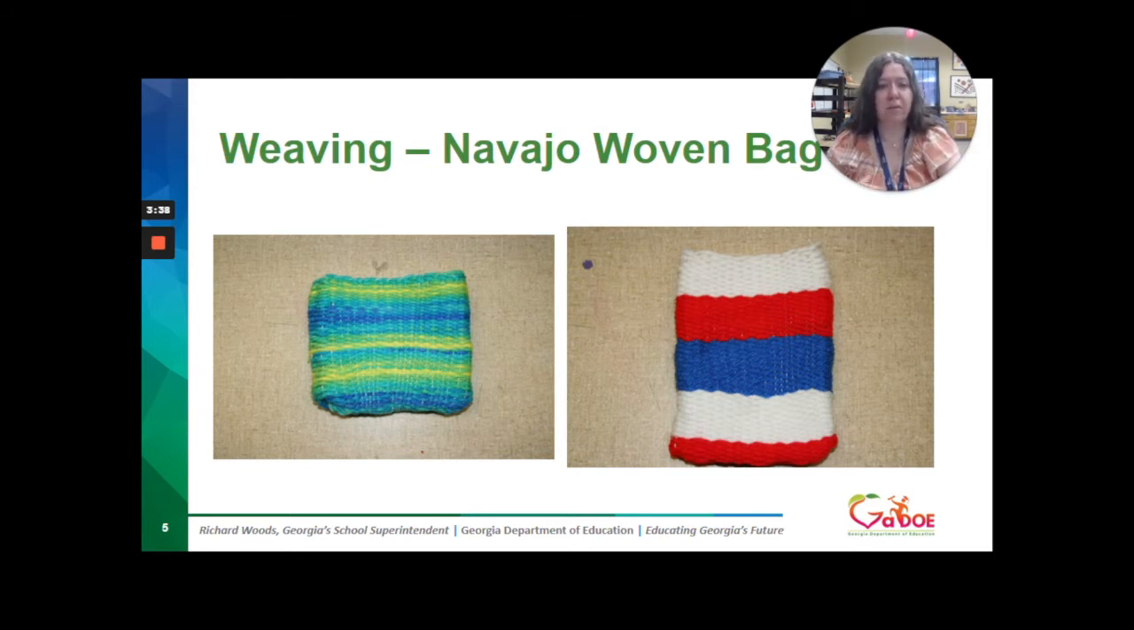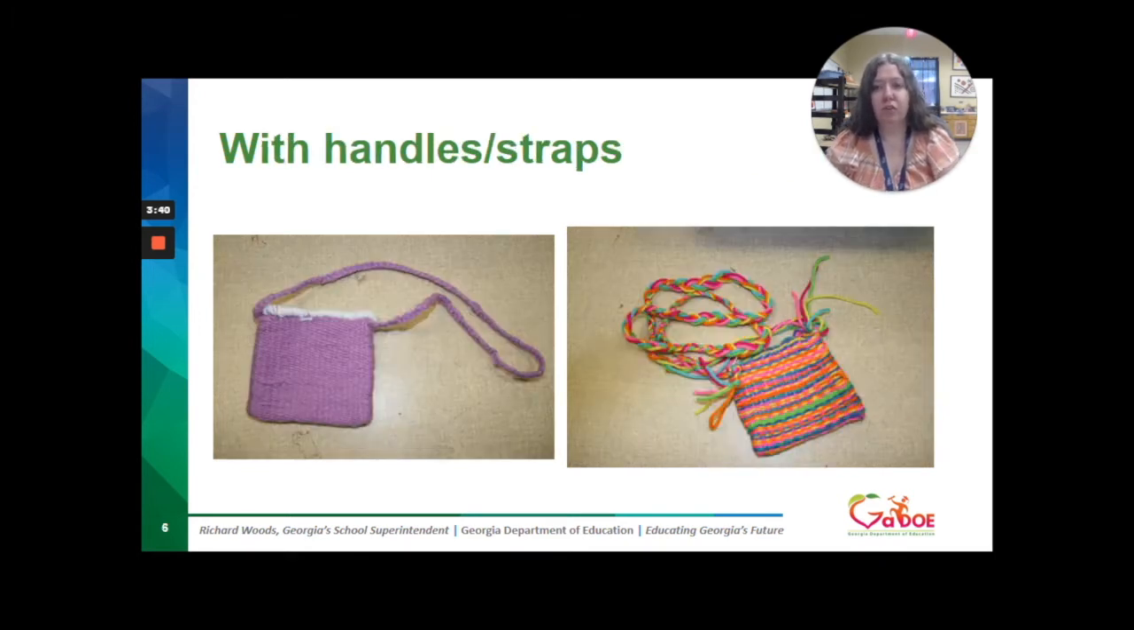So here's two examples that I have. Here's two more examples. You can make handles and straps. The one on the left braided hers and attached it to her bag and then did a little piece of trim around the top. The other one used multicolors and wove and braided hers and added it to her bag with a little tassel detail on the sides.